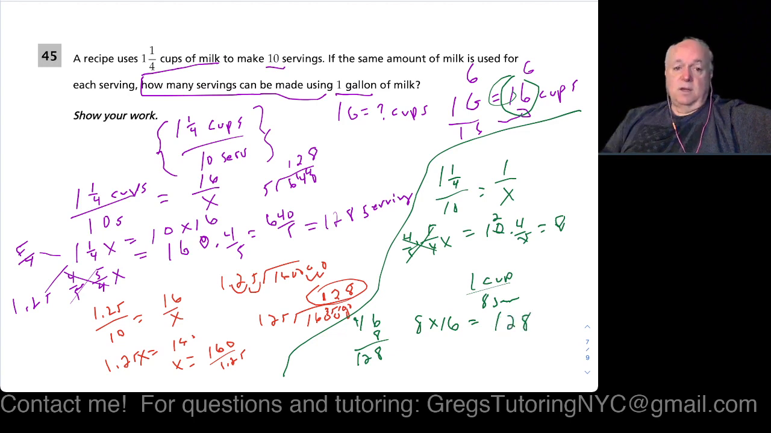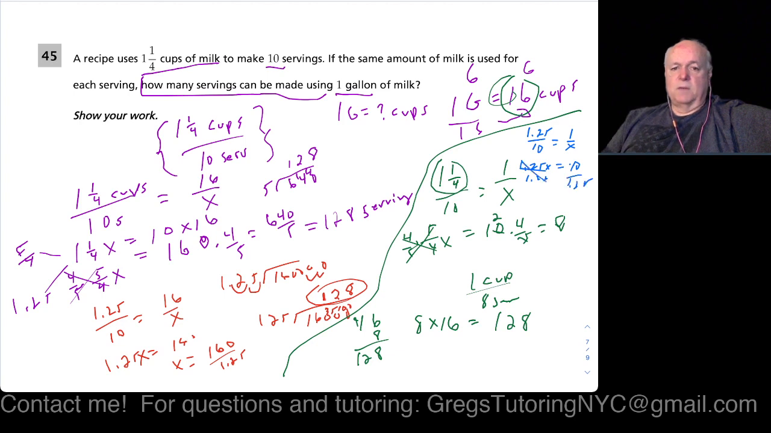Okay, we could have used the 1.25 again. Let me change the color one more time, and let me see where I can squish that in. Let me use blue. If I did 1.25 is to the 10 equals 1 over x, okay, I would have gotten 1.25x equals 10. Divide both sides by 1.25. That cancels out. And then I have 10 divided by 1.25.